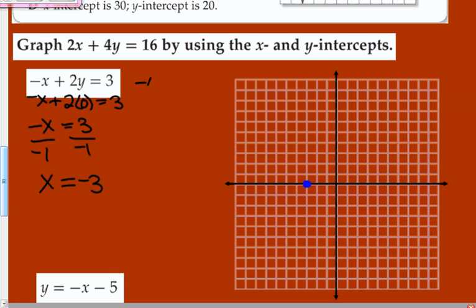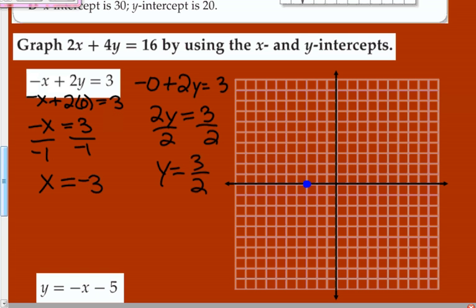So I'm going to say 0 plus 2y equals 3. That's 1. 2y equals 3 is left. Divide by 2. And y is 3 over 2, or 1 1/2.